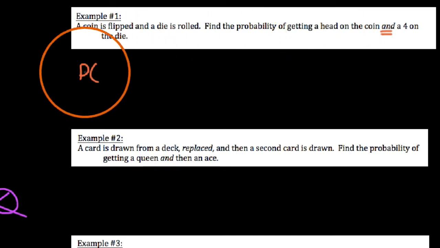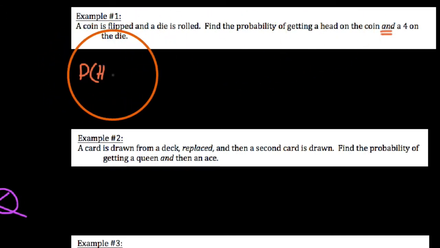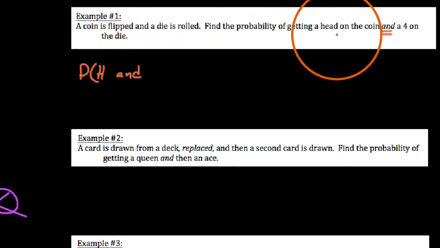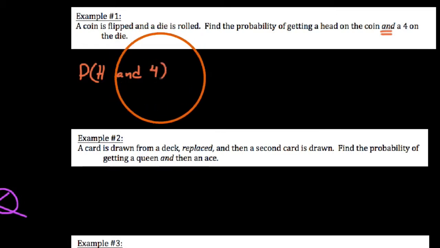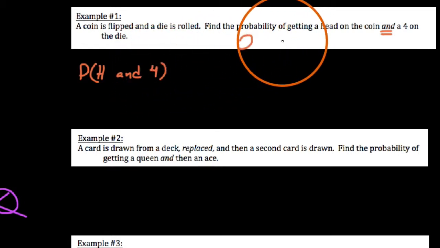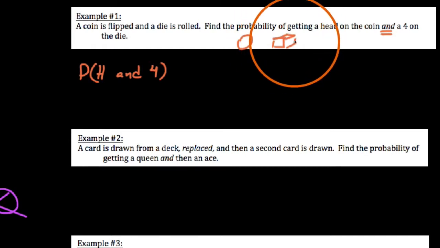But the probability of getting a heads. So we're going to write probability of heads, and then we'll say "and", what we want to do here is roll a 4 on the die. So essentially we have this coin that could land on either side, and we have some 6-sided standard die here that could roll a 1 through a 6, depending.